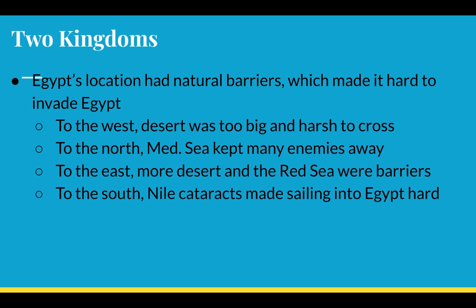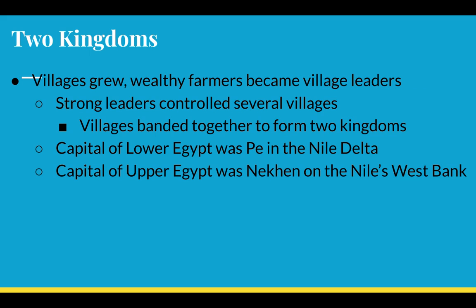There were 2 kingdoms. Egypt's location had natural barriers, which made it hard to invade Egypt. To the west, you had the desert, so it was too big and harsh to cross. And to the north, the Mediterranean Sea kept many enemies away. And to the east, there was more desert, and the Red Sea provided a natural barrier. And to the south, the Nile cataracts made sailing into Egypt hard because those are rapids, and it's hard to sail along rapids.